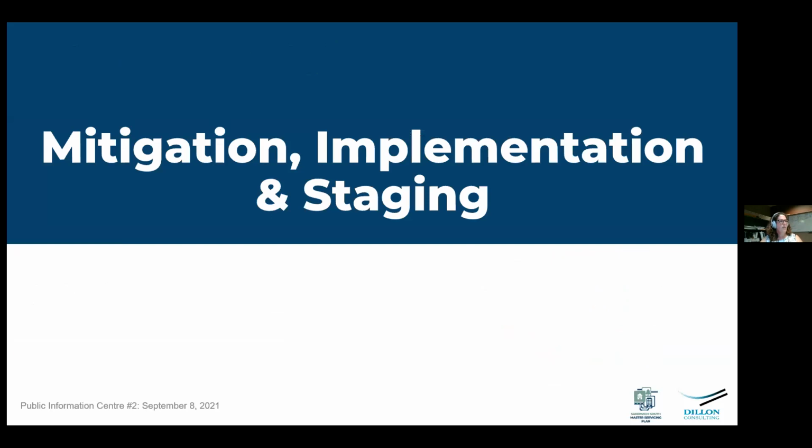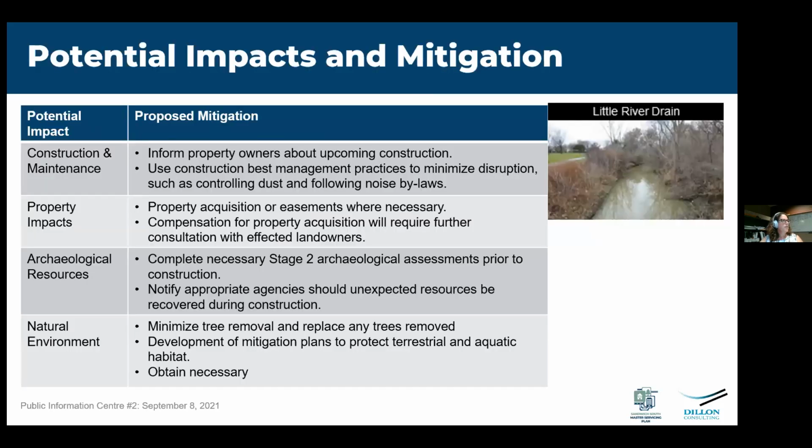So we'll move on to the mitigation and implementation and staging component of this project, which talks more about how this infrastructure will be implemented. So potential impacts and mitigation. This is not a full list, but it is some of the main components of potential impacts. So first is the construction and maintenance.